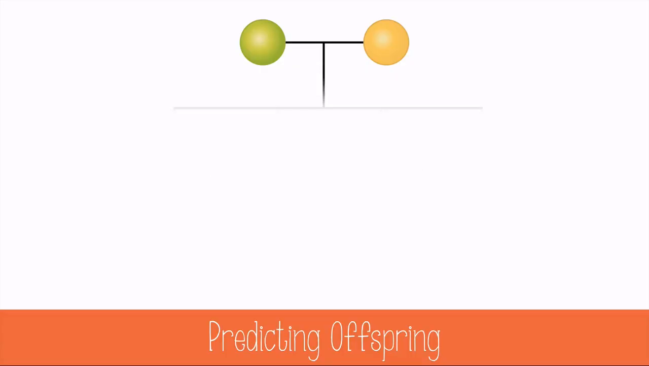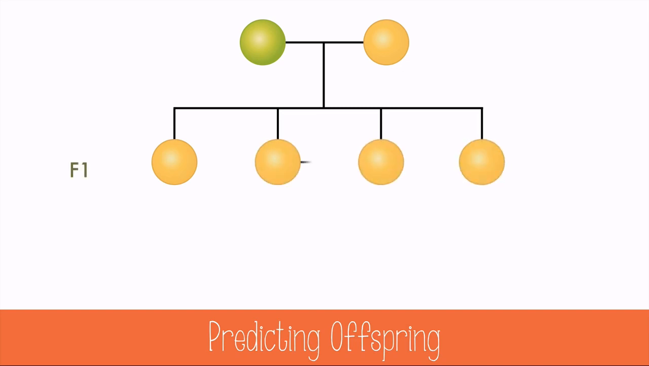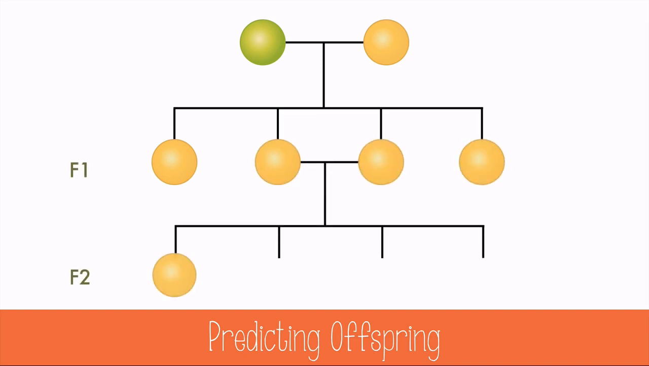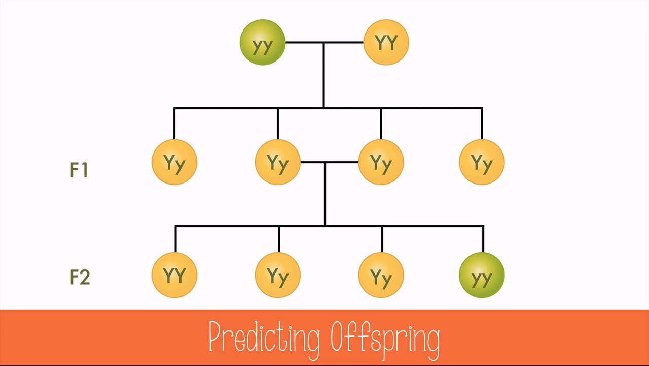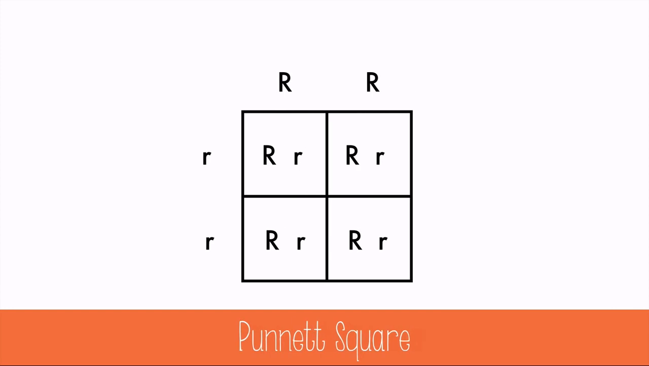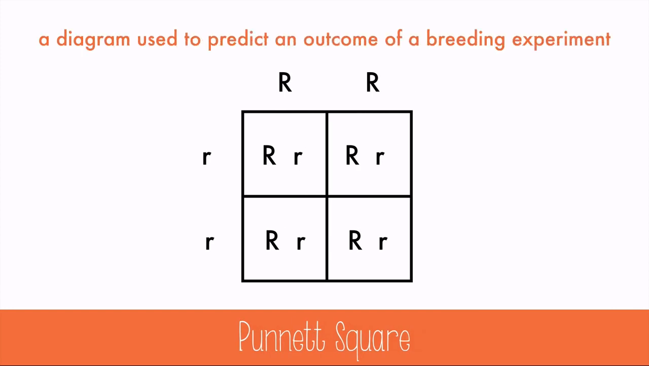It's great to be able to run genetic experiments on peas or other organisms that breed quickly and in large numbers, but there needs to be a better way to predict the offspring without having to actually breed the offspring. That's where the Punnett square comes in. It's a diagram used to predict an outcome of a breeding experiment.